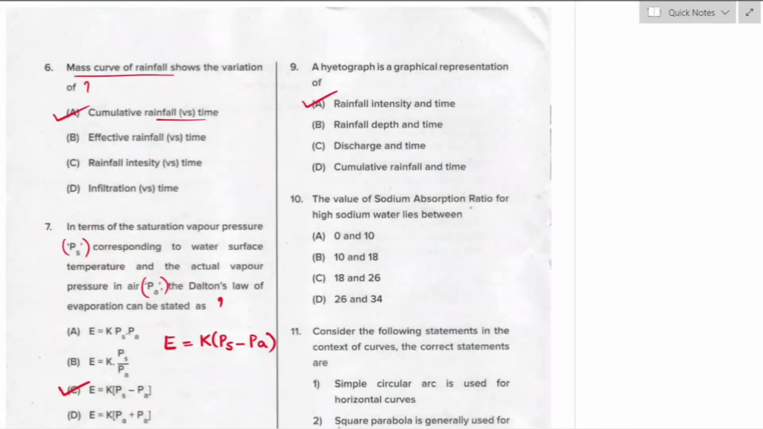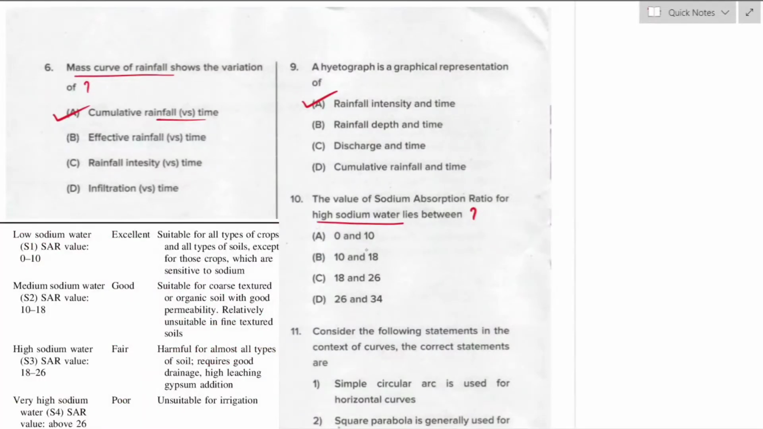Question number 10. The value of sodium absorption ratio for high sodium water lies between. In the following table, you can observe the sodium absorption ratio and the corresponding water classification. So high sodium water lies in the range of sodium absorption ratio of 18 to 26. Option C is the right answer.